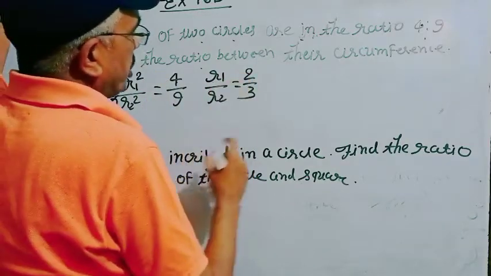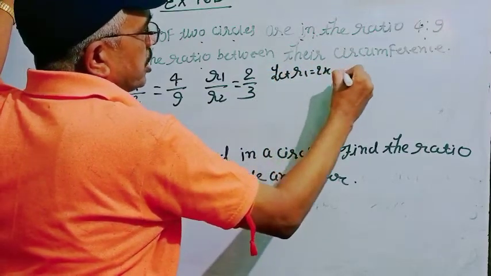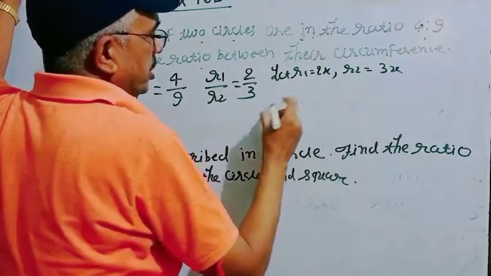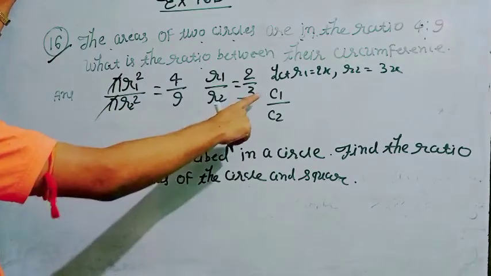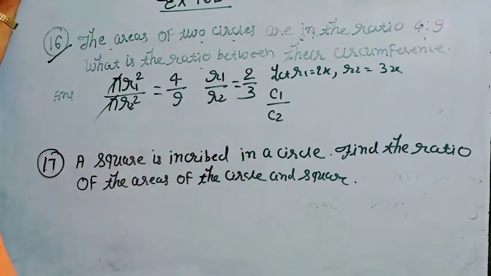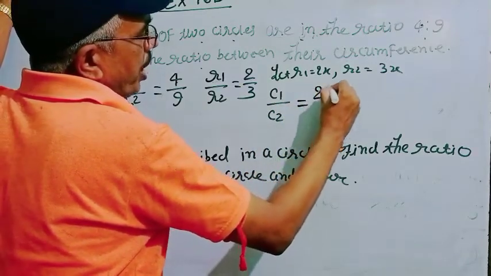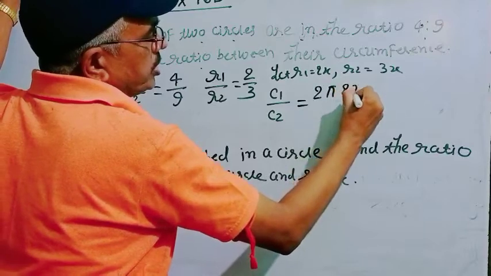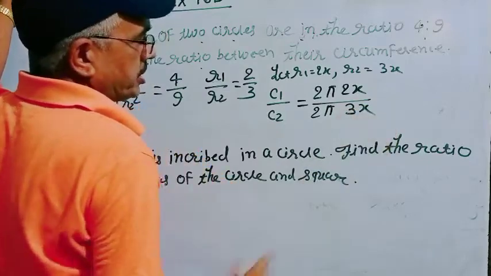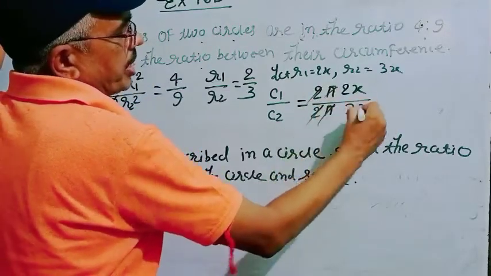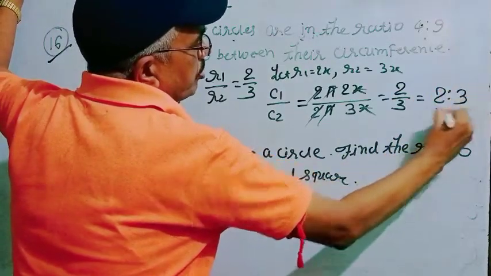And now it is 2:3, so you can write, let r1 is equal to 2x and r2 is equal to 3x. Now your question, what is the ratio of their circumferences, C1 and C2? The circumference of the first circle and then the circumference of the second circle. The circumference is equal to 2 into pi into r1, r1 is 2x, and 2 into pi into r2, that is 3x. So 2 cancels, pi cancels and x also cancels, that is 2 by 3, hence it is equal to 2:3.